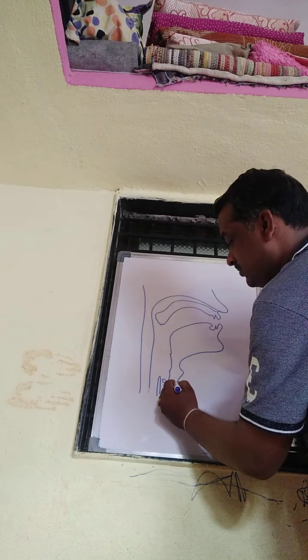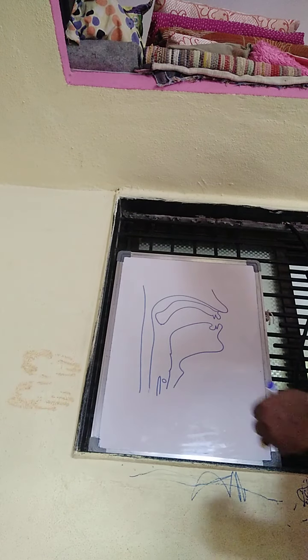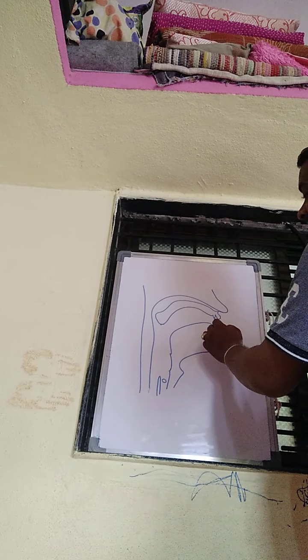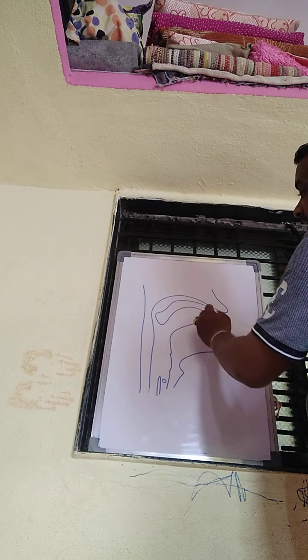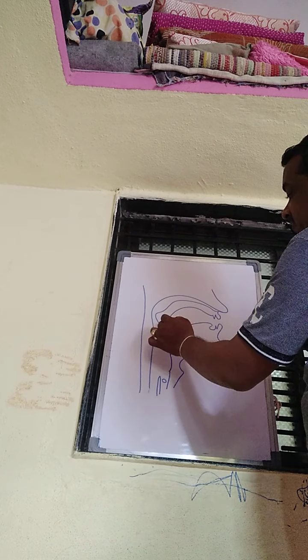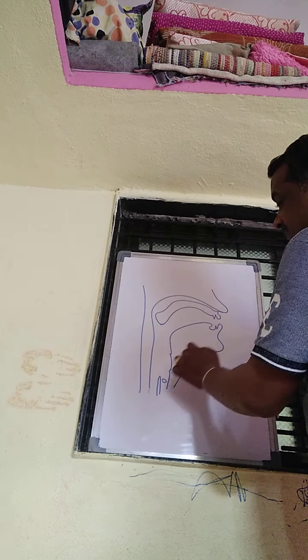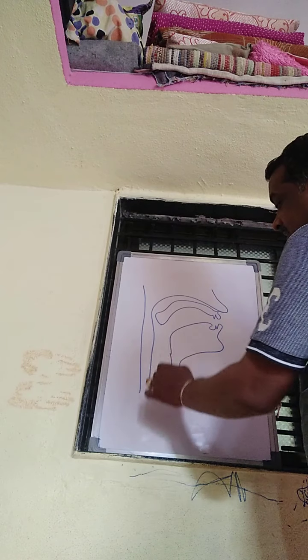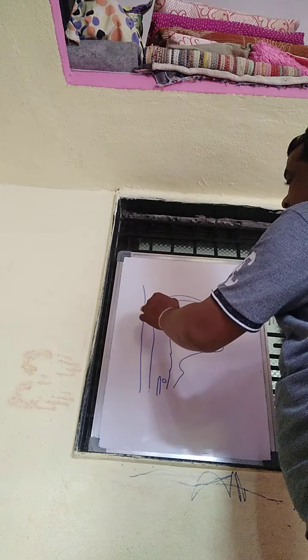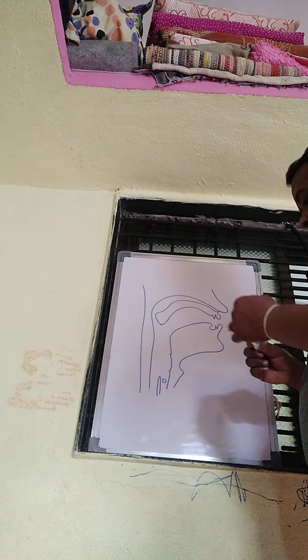Now, through this diagram, you will come to know these are the two lips, then teeth, upper teeth, lower teeth, the whole roof of the mouth. It's a hard palate, it's a soft palate, the whole tongue. The soft palate can be raised and lowered.